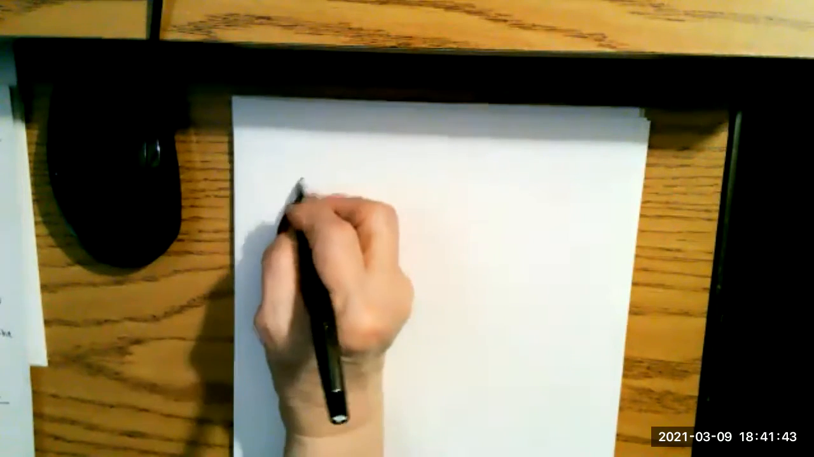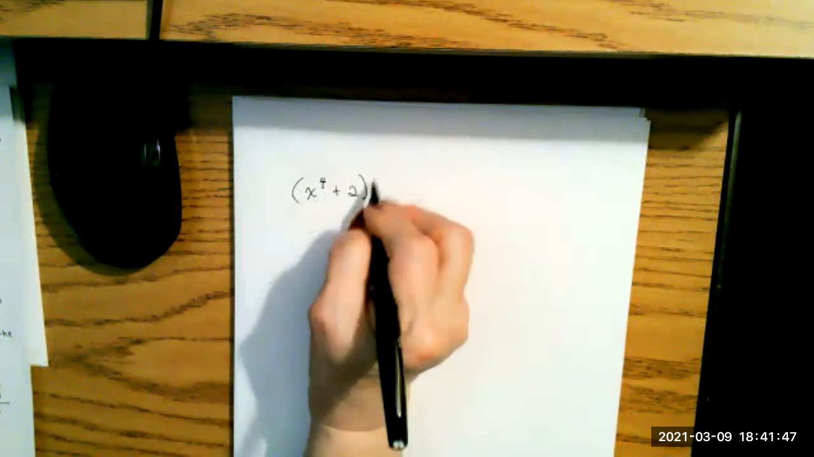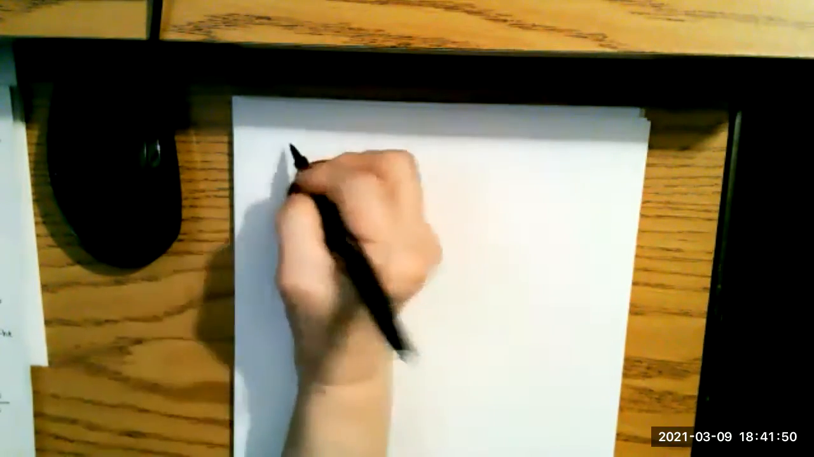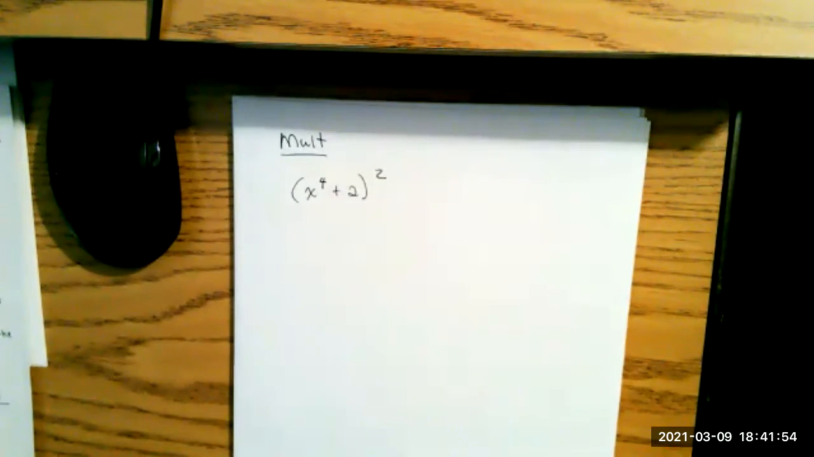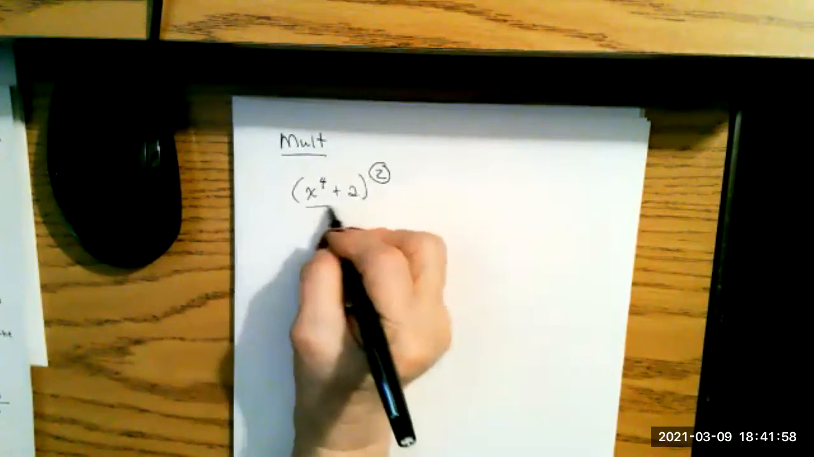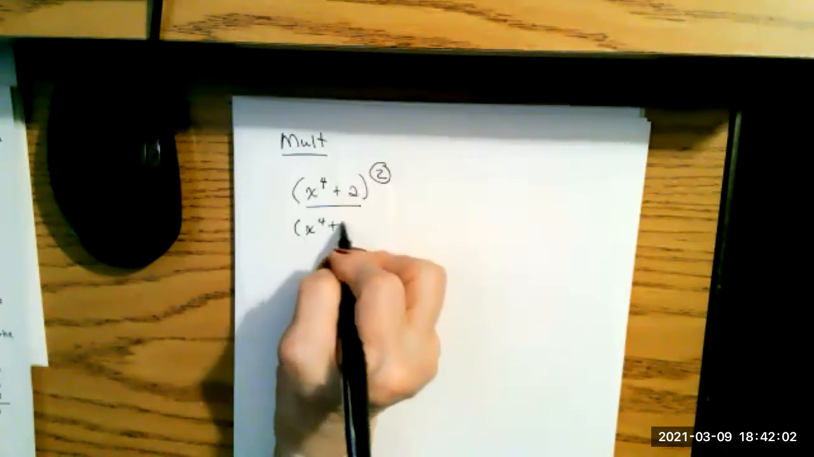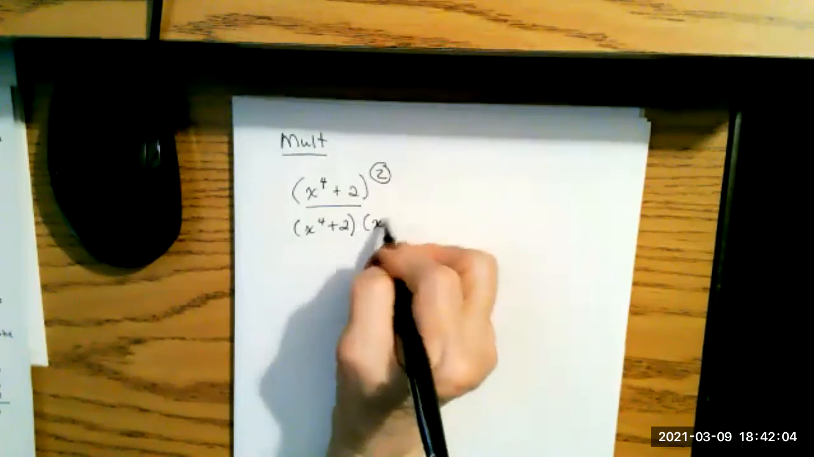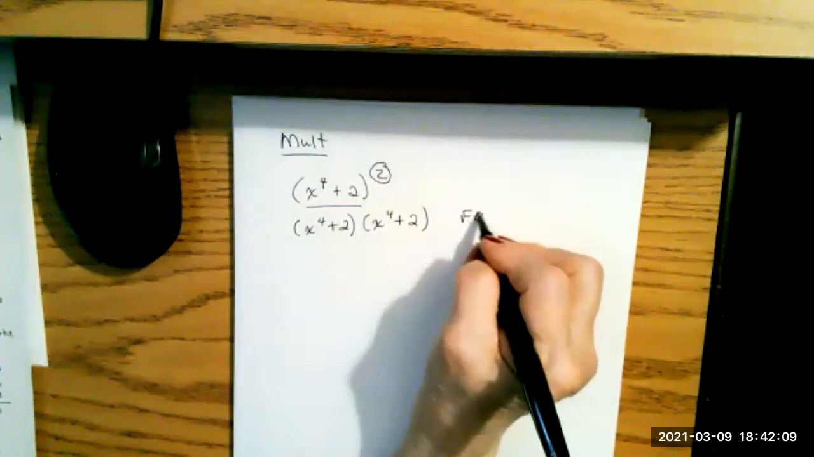If you have a problem, and you will, that looks like this, x to the 4th plus 2, quantity squared, and your direction doesn't say solve, it says to multiply, then remember this little 2 is going to have you write this down twice. x to the 4th plus 2, and x to the 4th plus 2. And then what you're going to do is FOIL it out.